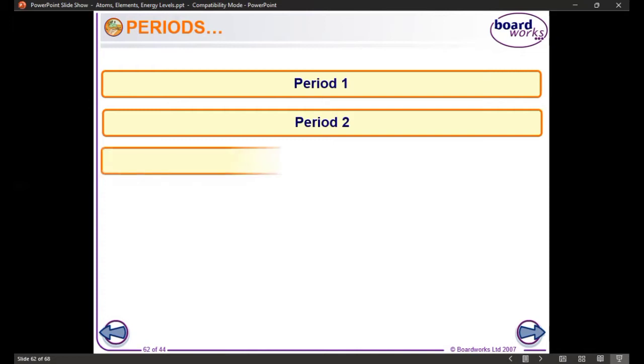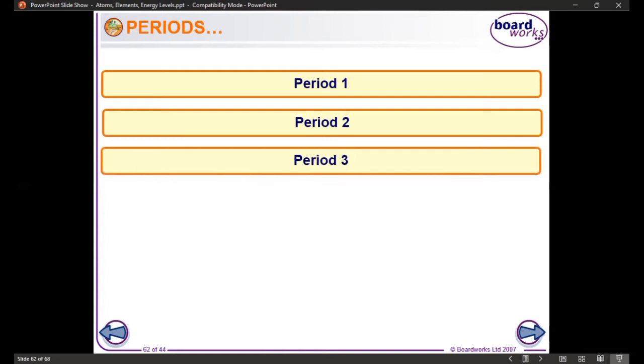And period 3 contains 8 elements again, with atomic numbers 11 to 18. The elements with atomic numbers 11 and 12 lie in group 1A and group 2A of the S block, while 13 to 18 are included in groups 3A to 0 in the P block.